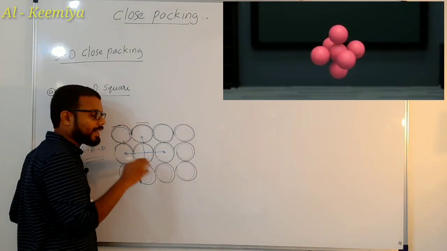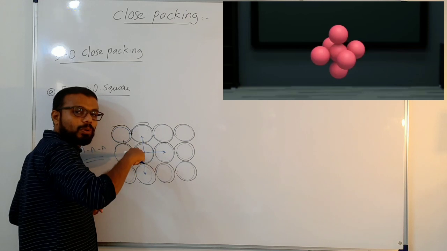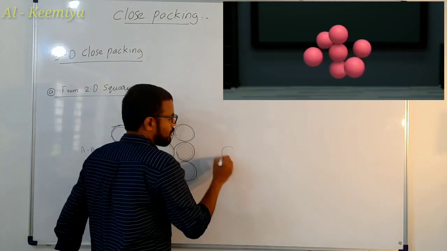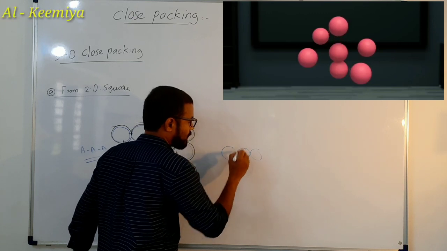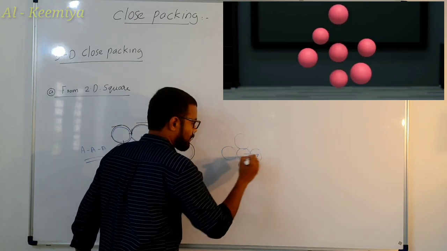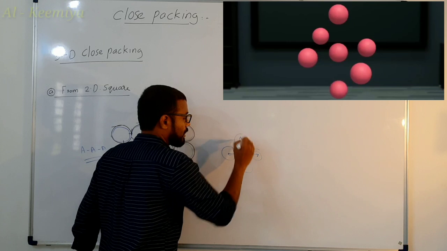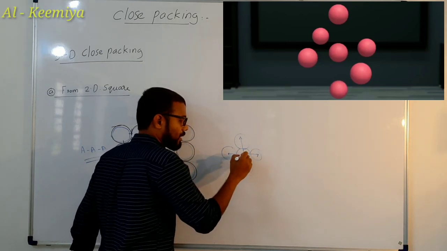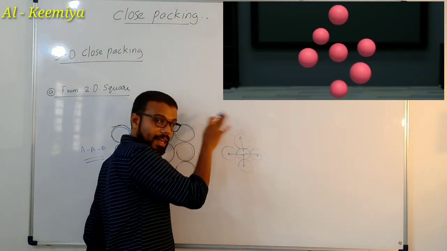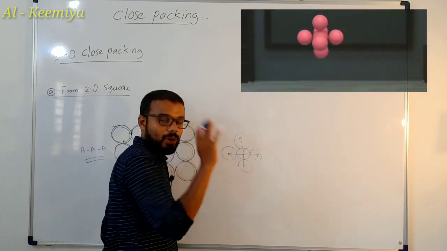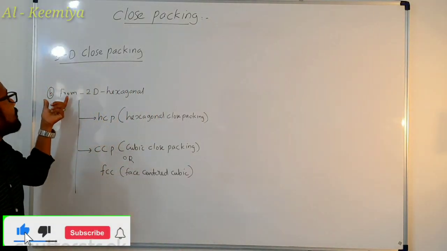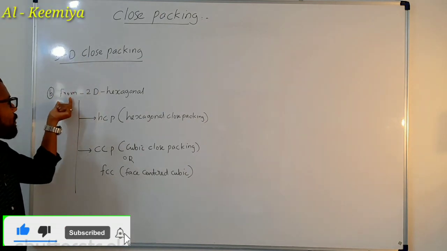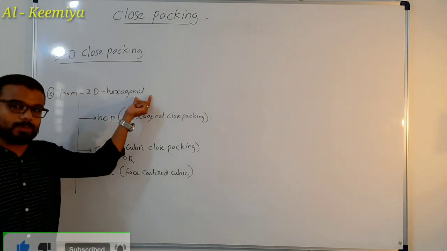That is black. And if you place a third layer, one above. So one particle, that is this particle, is in contact with how many spheres in the same layer? 4 spheres. Now if you place the third layer, one more here, and if you place one layer below, one sphere there. Total how many? 6.